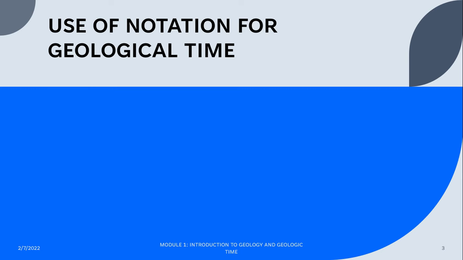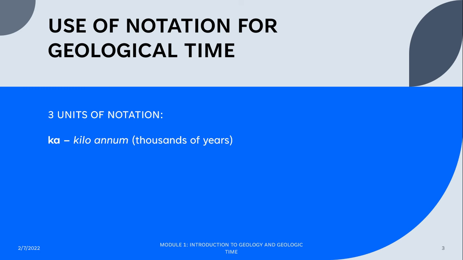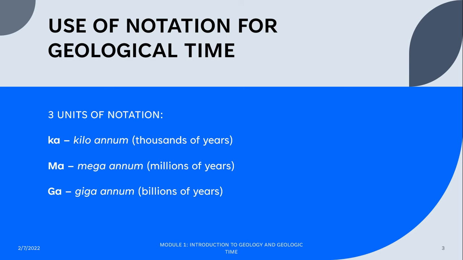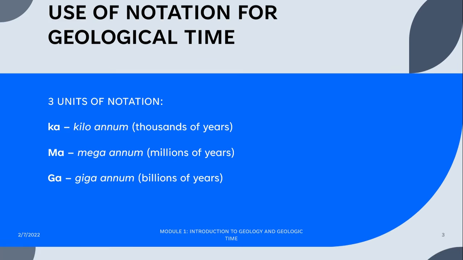First, we have the use of notation for geological time. In geological time, we have three units of notation. We have Ka for kiloannum, which is equivalent to thousands of years. Ma for megaannum, which is equivalent to millions of years. And Ga for gigaannum, which is equivalent to billions of years.